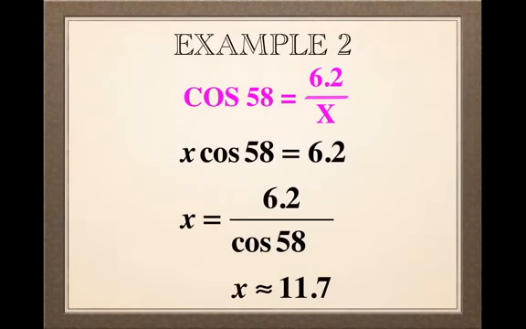So you see that x cosine 58 is equal to 6.2. Then we have to divide both sides by cosine 58, and we're allowed to do that because cosine 58 is just a number. So just a number times x. So we do the opposite, which is divide. So we get x is equal to 6.2 over cosine 58. If we type that into our calculator correctly, we should get about 11.7. And in this, I only put one decimal because only one decimal was given in the original question.